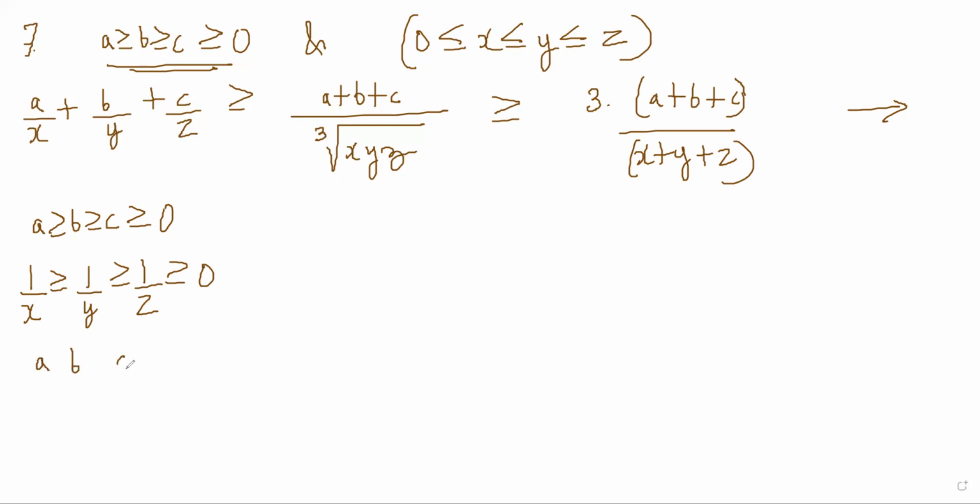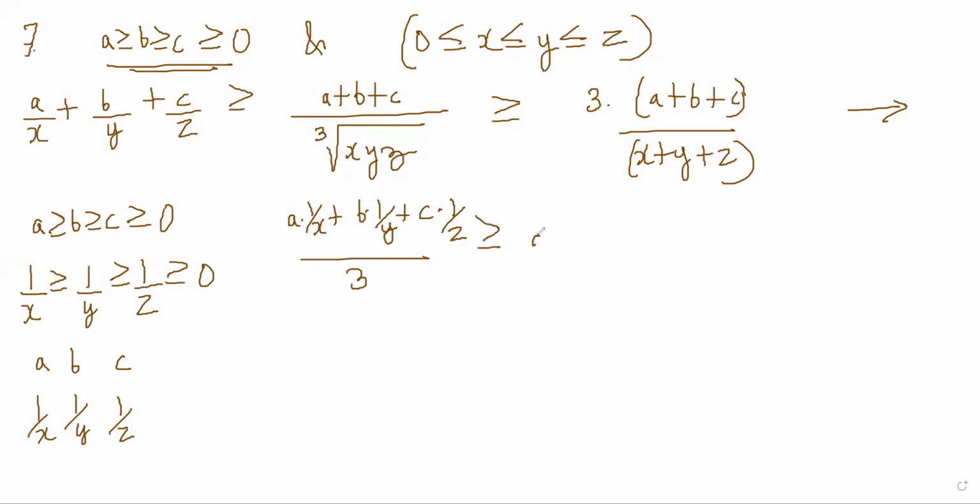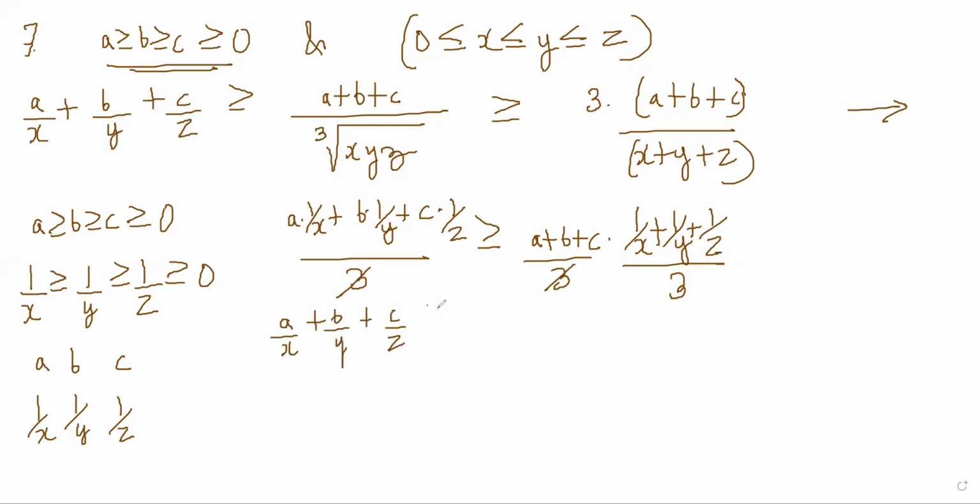So my sequences are A, B, C, and 1 by X, 1 by Y, 1 by Z, right? So I can apply Chebyshev's now. So I can say A into 1 by x plus B into 1 by y plus C into 1 by z divided by 3 is greater than equal to A plus B plus C by 3 into 1 by x plus 1 by y plus 1 by z by 3, right? Correct. So the 3s get cancelled. And what you have is A by x plus B by y plus C by z is greater than equal to this term, right?